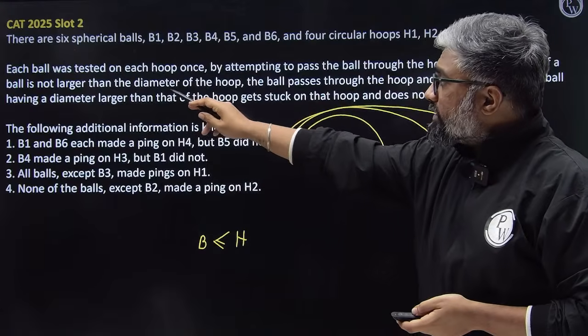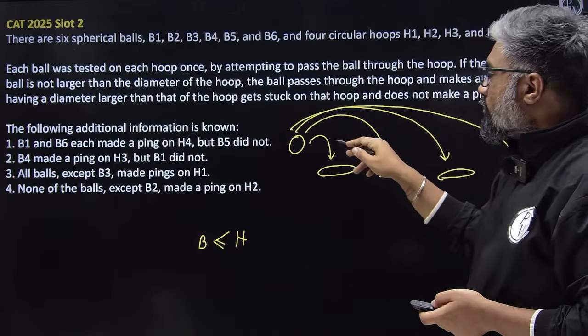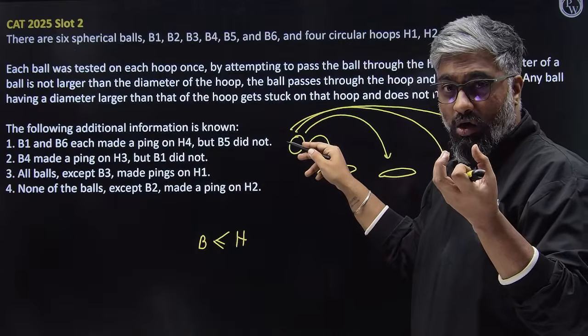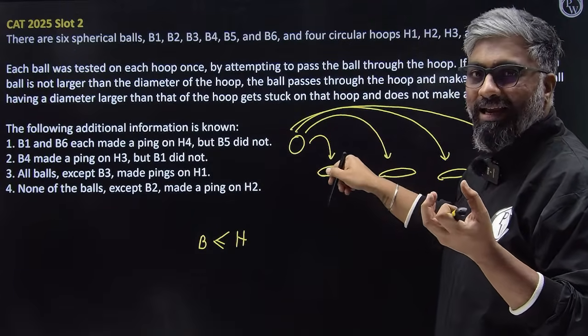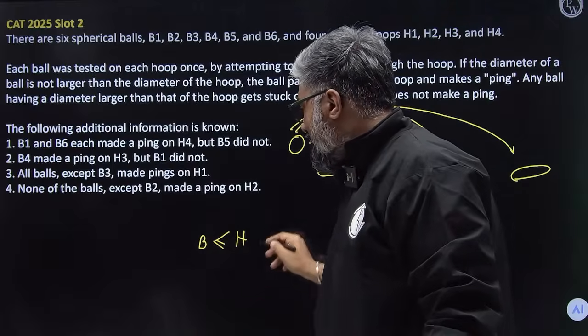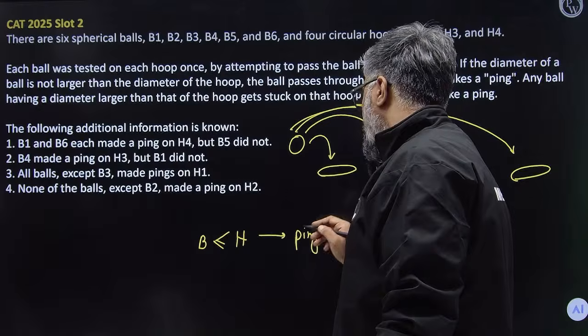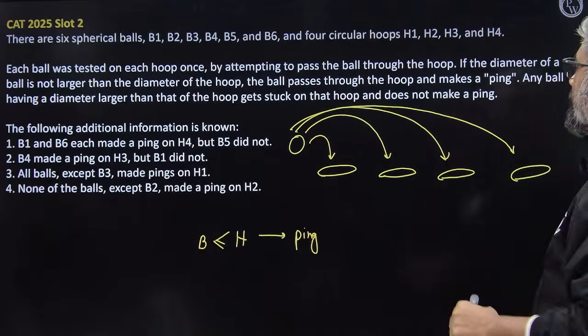If the ball is not larger than the diameter of the hoop, the ball passes through the hoop. So let's say this ball's diameter is small, it will pass through this ring, correct? And it will make a ping sound. So when this happens, there will be a ping that is heard. Clear?